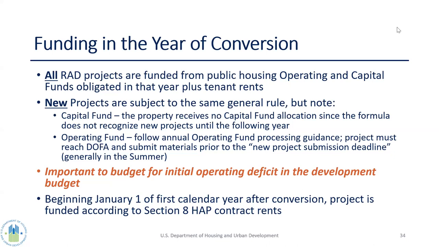But what we encourage folks to do is to make sure they're building into the budget an initial operating deficit reserve or something of the kind, to make sure there's enough in the tank for the property to operate during this period. And of course, that's just temporary. Beginning January 1 of the year after conversion, HUD provides new funding either to the PHA for PBV conversions or directly on the contract for PBRA conversions to fund the Section 8 contract rents.